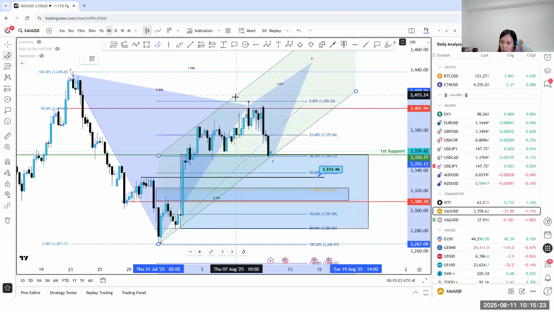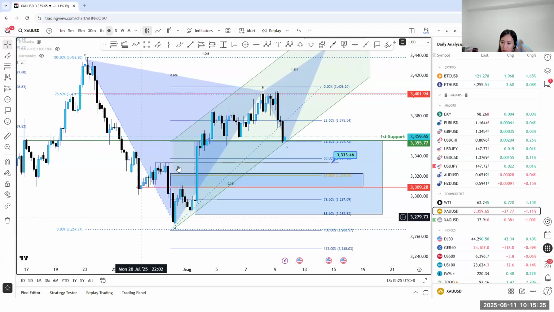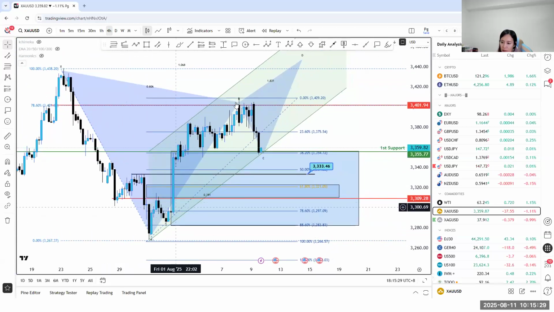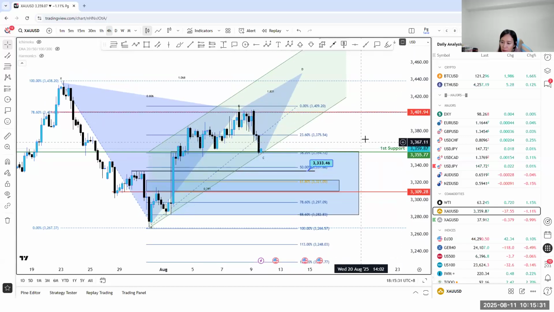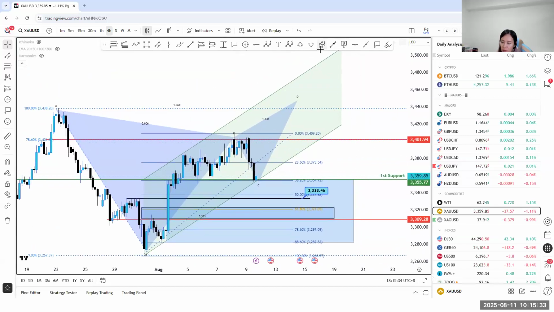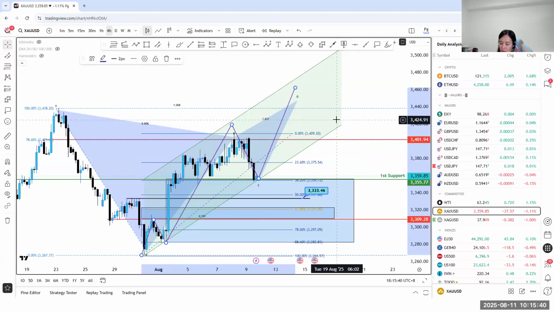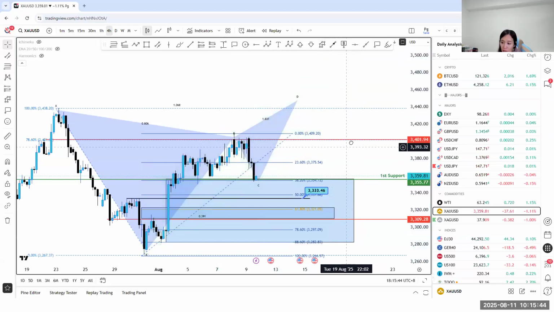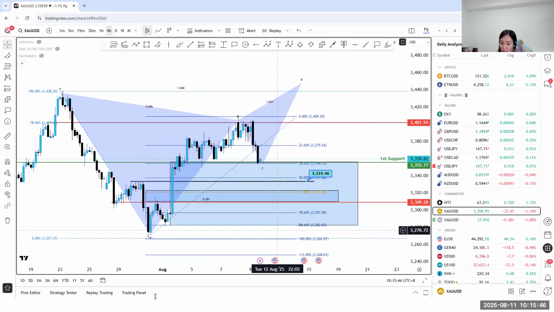Meaning that if this is going to be the harmonic pattern, I put the line right here. 1, 2, 3, 4, 5. Those people who trade with Elliott wave, you might see 1, 2, or maybe 3, maybe 4, 5 here. But this could be the harmonic pattern, which is butterfly.